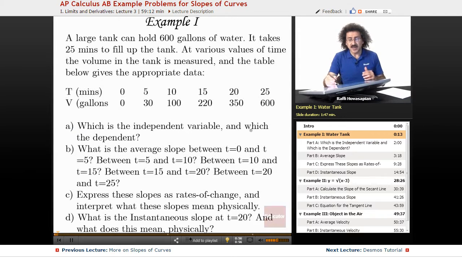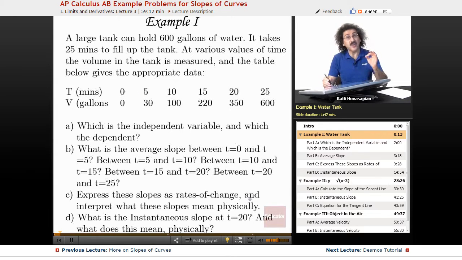A, which is the independent variable and which is the dependent? What is the average slope between t = 0 and t = 5, between 5 and 10, between 10 and 15, 15 and 20, and 20 and 25? So we want the average slope. That means 2 points. Here are 2 points, (0, 0) and (5, 30). So it's going to be 30 minus 0 over 5 minus 0. For the average slope between 5 and 10, it's going to be 100 minus 30 over 10 minus 5.